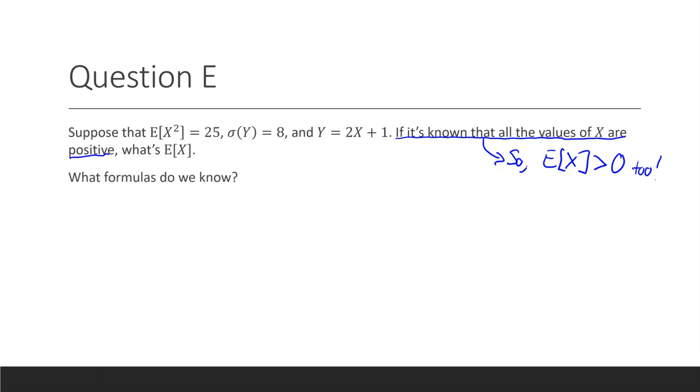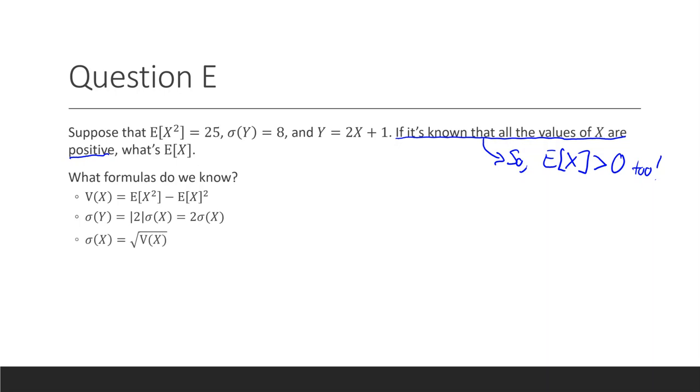Start with, what formulas do we know? Well, the variance is related to the expected values of various things like this. That's our second formula for the variance. And since we're given the expected value of x squared, that suggests we should be using that second formula. And we also know that the standard deviation of y is related to the standard deviation of x, like this. And finally, we know that the standard deviation of x is related to the variance of x, like this.